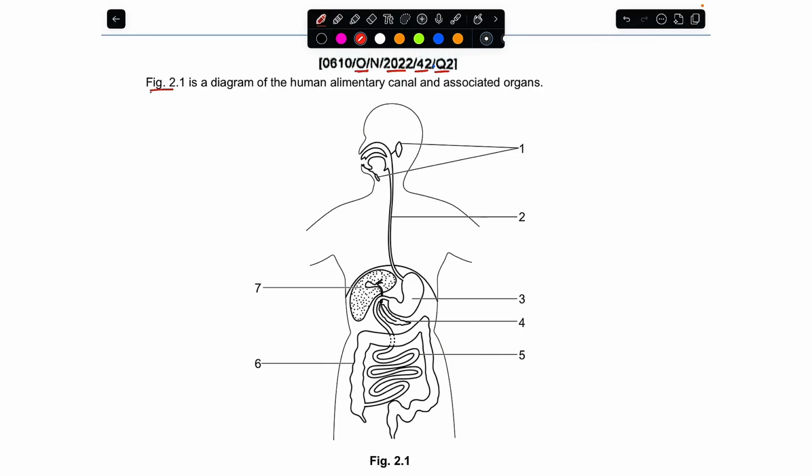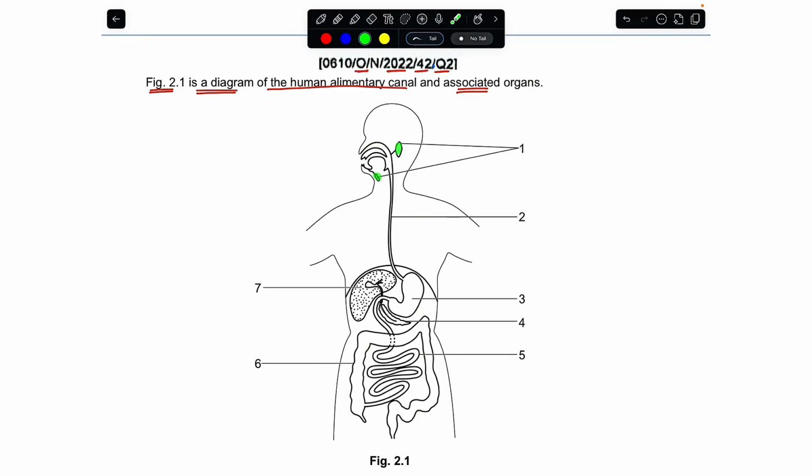They say that figure 2.1 is a diagram of the human alimentary canal and associated organs. The associated organs are not directly part of the alimentary canal, but they contribute their role in digestion. So we discuss them along with it, like the salivary glands, the liver, and the gallbladder. All of them are the accessory organs. Also the pancreas.